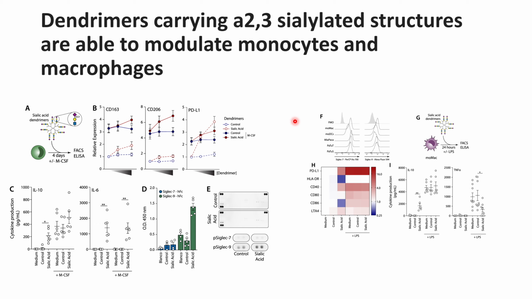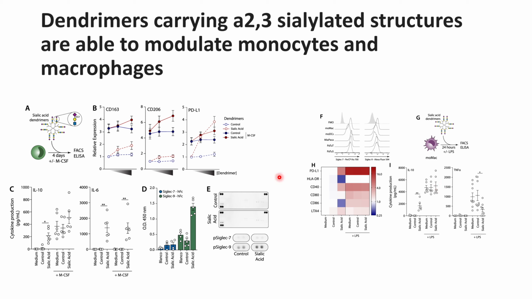And finally it is decided to check whether these sialic acid dendrimers can further differentiate these monocyte derived macrophages towards TAM, that is tumor associated macrophages, or not. In this case they use these monocyte derived macrophages and co-culture them with pro-inflammatory agents such as LPS, along with sialic acid dendrimers, and then analyze using FACS and ELISA, and they can see that there is an upregulation of indicators such as PDL1 and also interleukin 10.